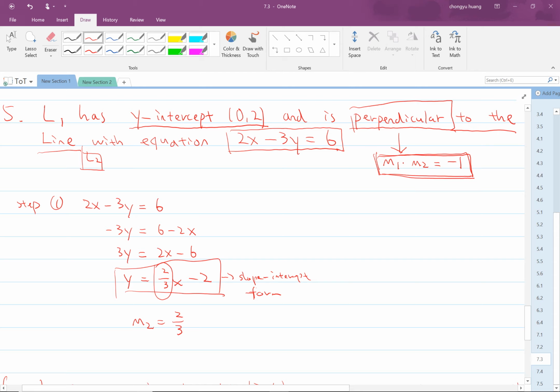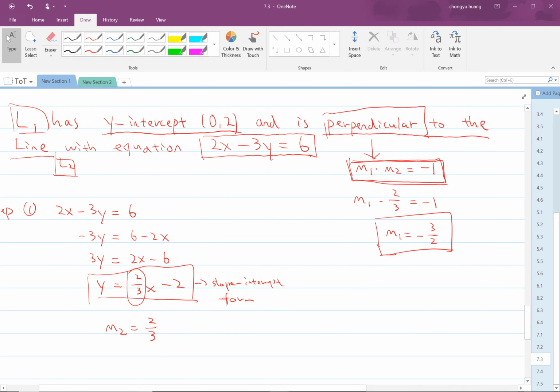So now, in order to find the slope of L1, what you have to do is plug in. We have to use the condition of the perpendicular line in order to find the slope of the other line. Okay, m1 is equal to negative 3 over 2. Let me check again. Yes, so this is the slope for the line L1.